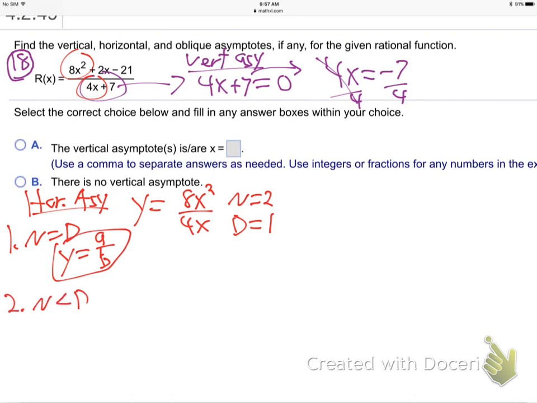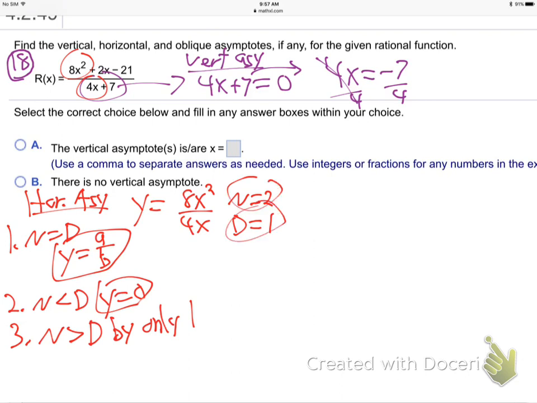Case 2, if the numerator is lower, that's not what we have here either. The numerator's bigger. That would just be y is 0. Case 3. If the numerator is greater than the denominator by, let's say, only 1, what do you do now? That's what we have. The numerator is greater than the denominator by only 1.